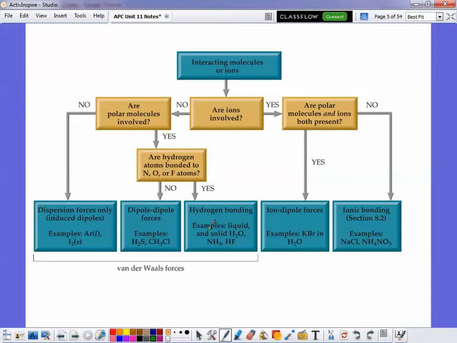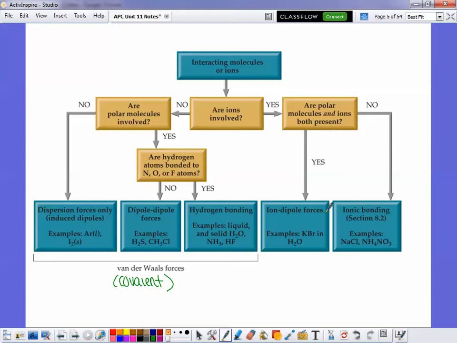Now, these van der Waals forces, these three, London dispersion, dipole-dipole, and hydrogen bonding, are all called van der Waals forces. This is what holds covalent molecules to each other. If there were ions involved, you could have an ion with a polar molecule, which is called an ion-dipole force, which is like how ionic compounds dissolve in water. Because you have a polar molecule, like water, interacting with the positive and negative ions. And we'll talk about that when we talk about solution formation a little bit more.